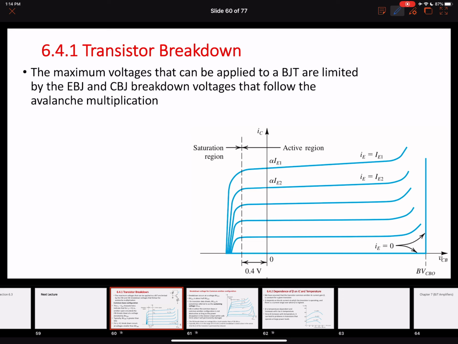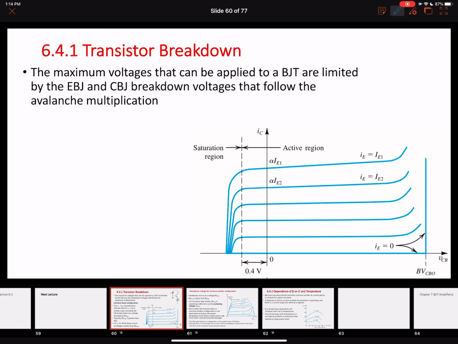So the PN junction has maximum voltages that we can apply before the junction will break down or enter into the avalanche region. And what happens in the avalanche region? We have a huge amount of current that will flow through it. If we can dissipate that current, we can preserve the transistor and no permanent damage usually happens.